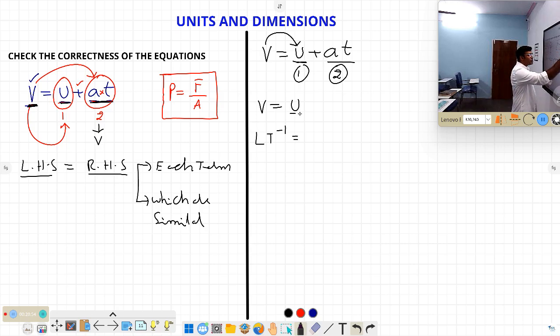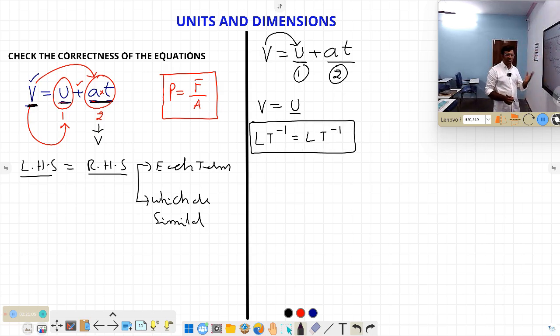Now what is u? U is also velocity, but what is the difference? This is final velocity, that is initial velocity. So u is also velocity, and the dimension is the same, LT minus 1. So left side dimension formula is equal to right side dimension formula. That's why it is correct. Next, the second term. We should not decide that the total equation is correct yet; the second term also has to be equal.